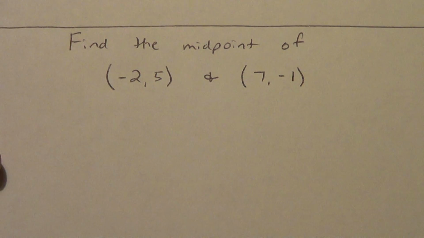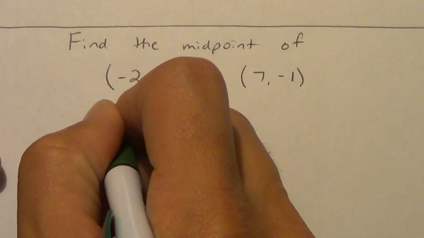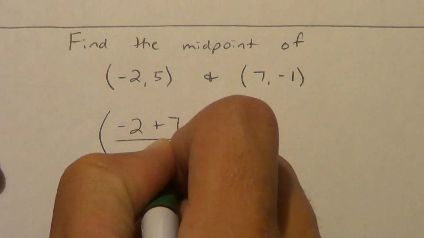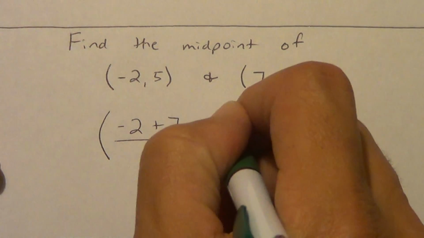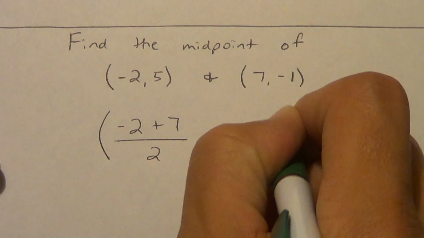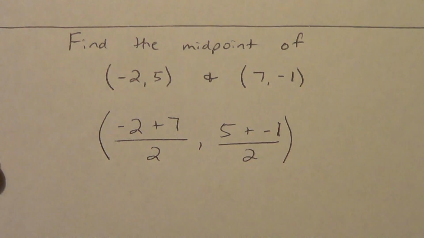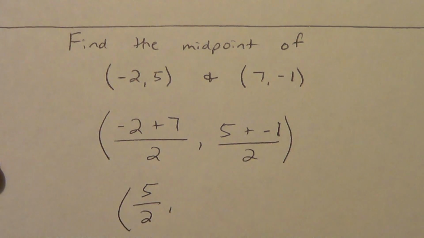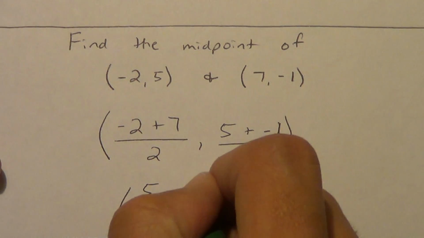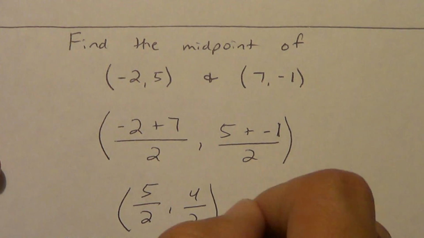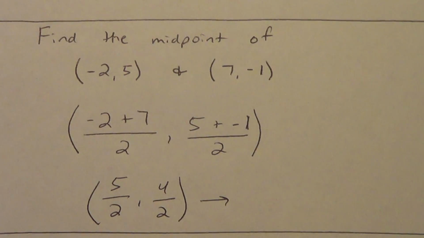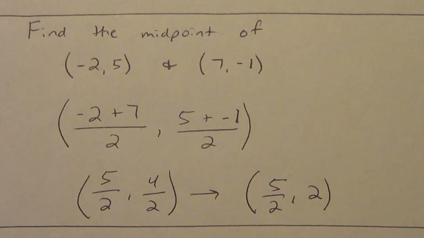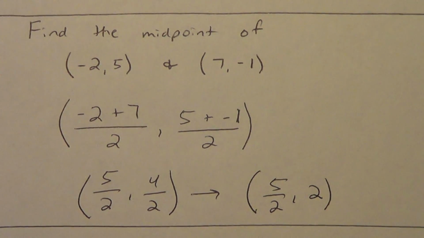All right, so you should have an answer. Here we go. Let's do our work. So remember, (x1 plus x2) over 2, comma, (y1 plus y2) over 2. Negative 2 plus 7 is 5 over 2. 5 plus negative 1 is 4 over 2. We're going to reduce. 5 over 2 doesn't really reduce at all, so I'm going to leave it as 5 over 2, comma, 2. Now, once again, I graphed this one.